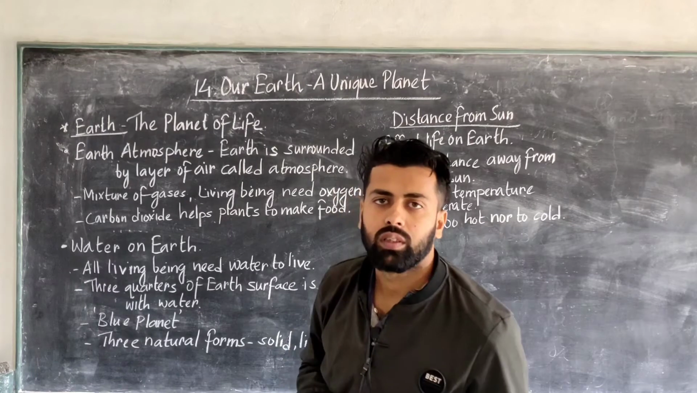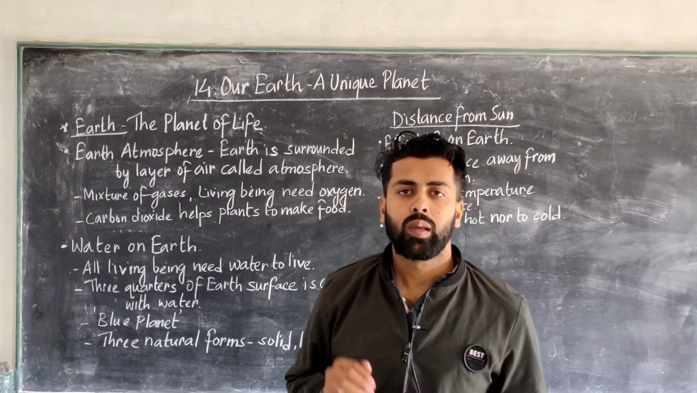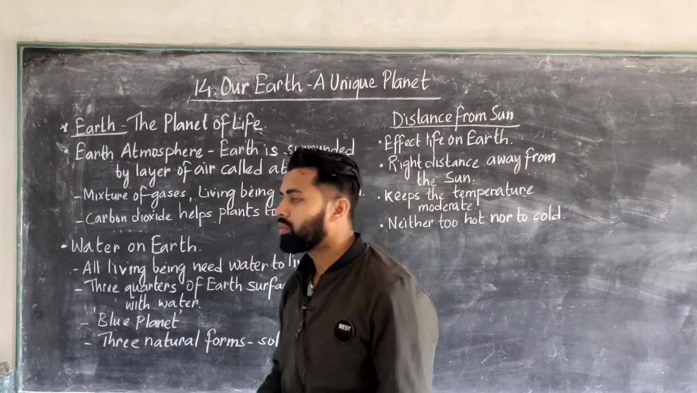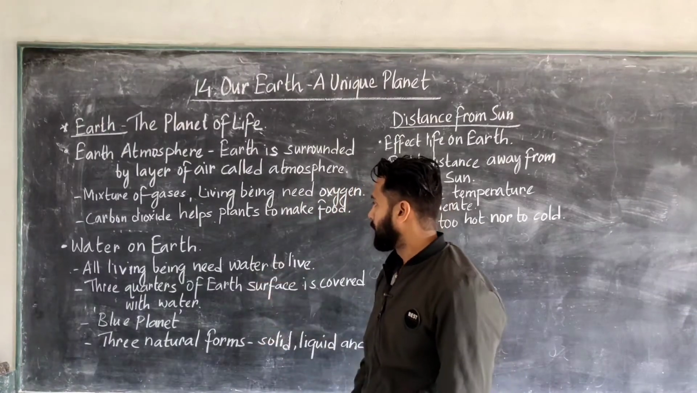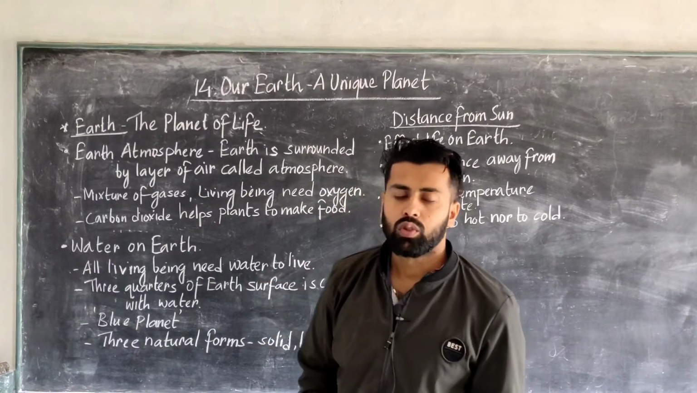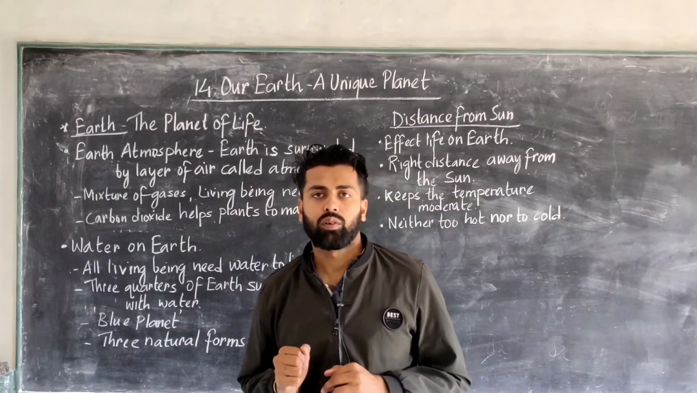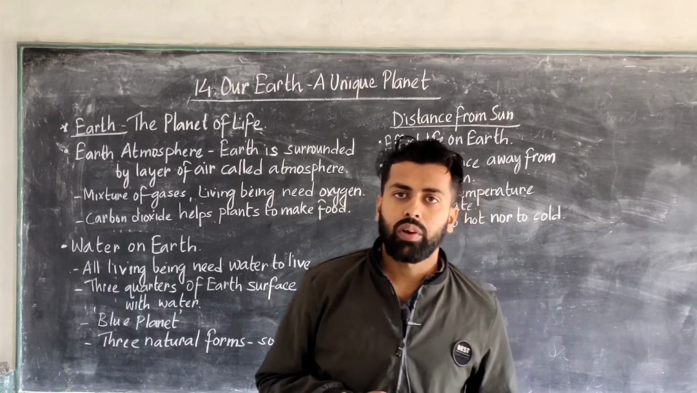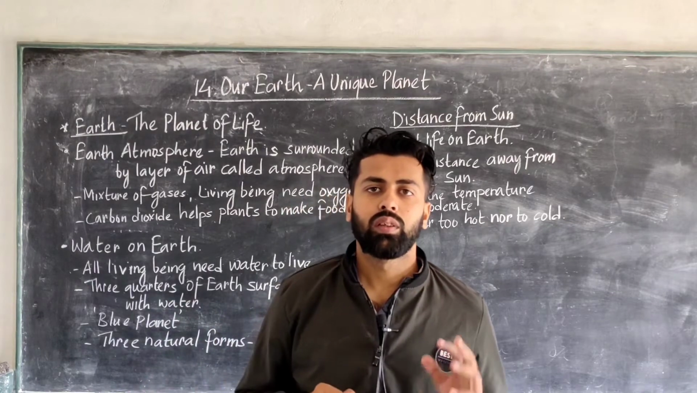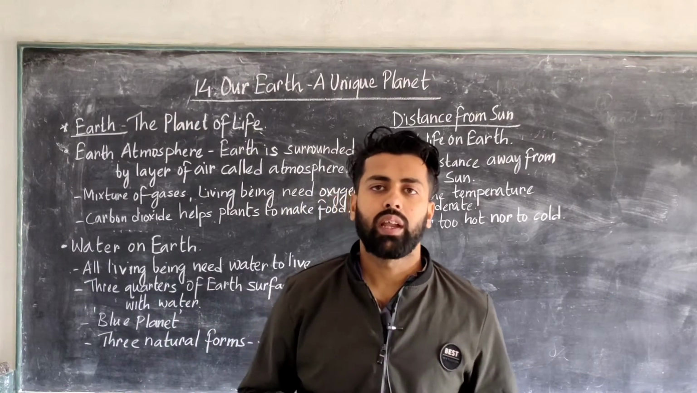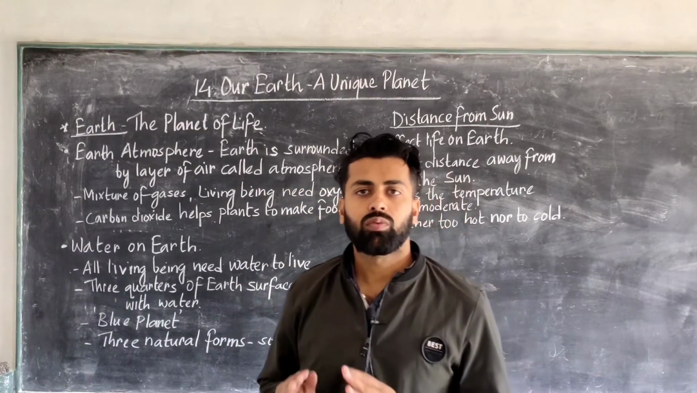And we need oxygen. The living beings, the animals, need oxygen to breathe. So oxygen is very important on this planet for living organisms. And carbon dioxide helps plants to make food. Students, we breathe in oxygen and release carbon dioxide. When we release carbon dioxide, the green plants take that carbon dioxide and prepare food in the process of photosynthesis.